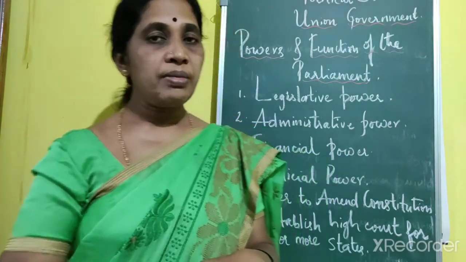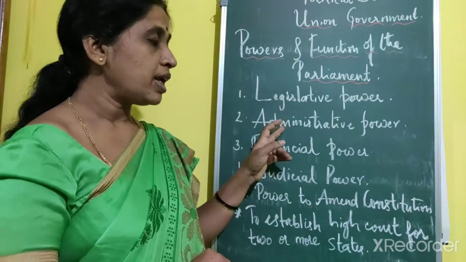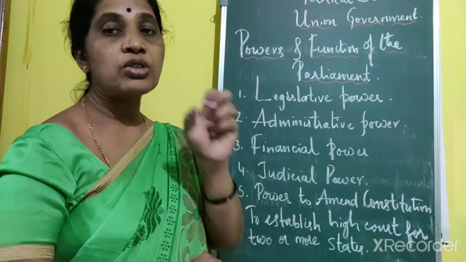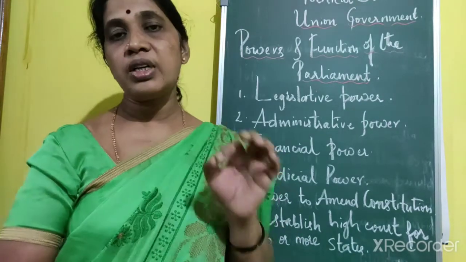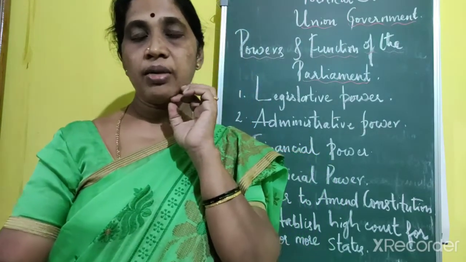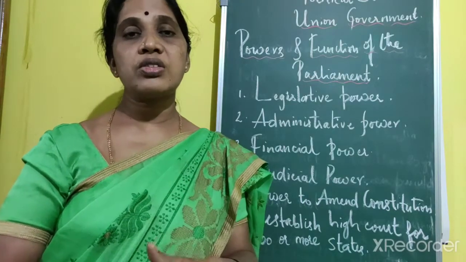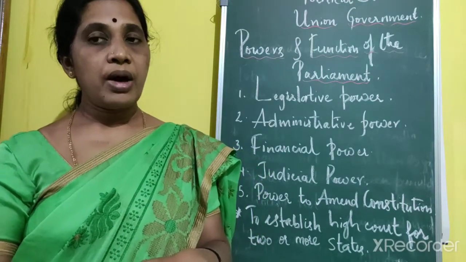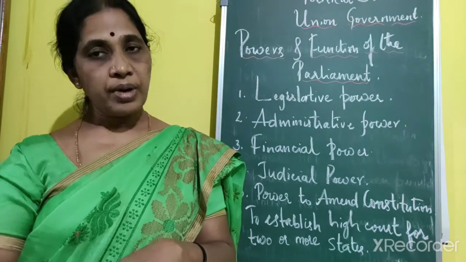So the parliament has legislative power, that means it has the power to make the law, and administrative power, that means it has the power to control the executive. Financial power, it must be discussed, that means not even a single pie can the government take up on its own decision and spend. The financial bill must be passed in the parliament.